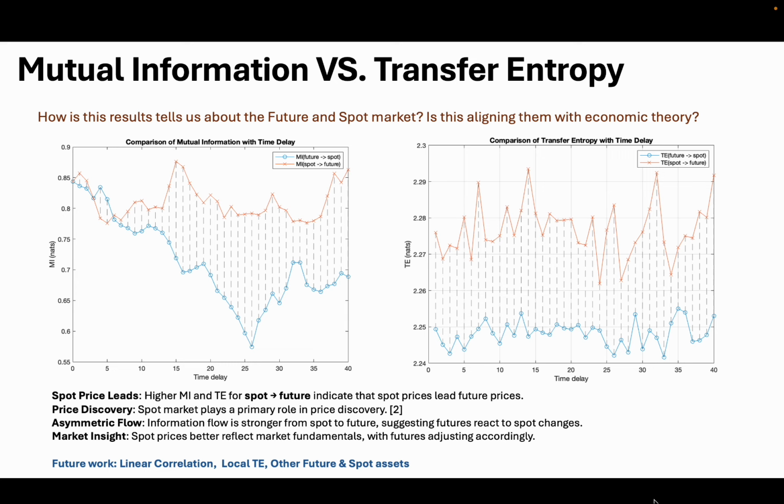The asymmetry in the information flow between spot and future suggests that while information flows in both directions, the influence from spot to future is stronger, indicating that the spot market is better at reflecting underlying fundamental changes.